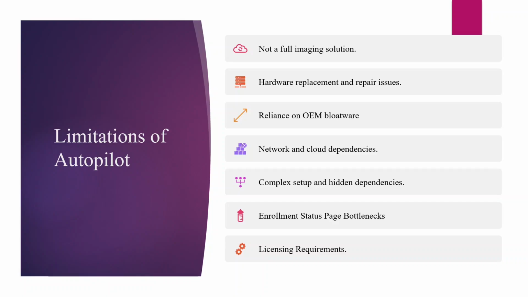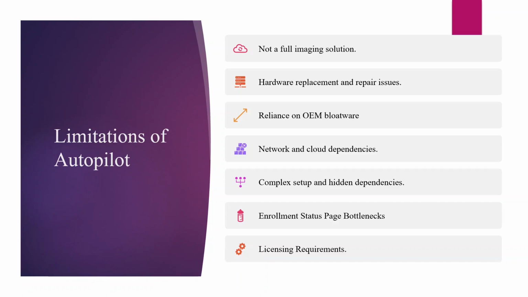Enrollment status page bottlenecks. During setup, the ESP prevents user access until everything is configured. This is one of the major issues that the admins face using Autopilot. When Autopilot is running, the user cannot perform any other action and cannot log into the system. It's basically a static screen that shows the progress of the Windows Autopilot provisioning. Loading the ESP with too many large applications or scripts can cause severe installation delays or timeouts.